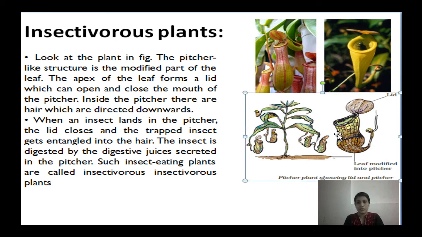So you can see in the figure, the leaf is modified into the pitcher and whenever the insects land inside the pitcher, it will just get trapped in that pitcher and the plant will absorb the nutrients from the insect. So that is called the insectivorous plant because it is eating the insects.